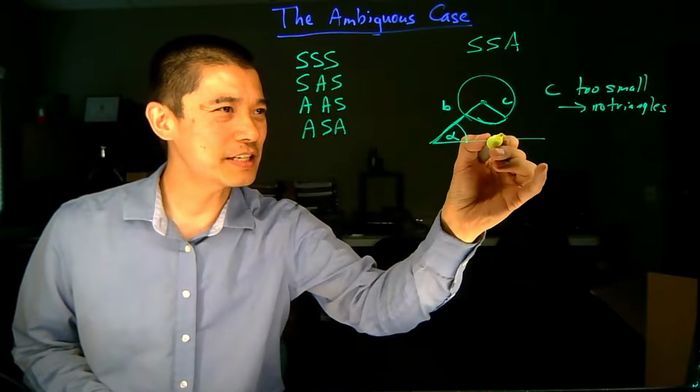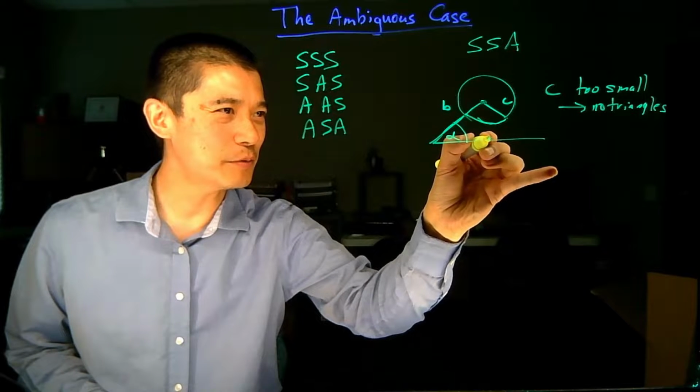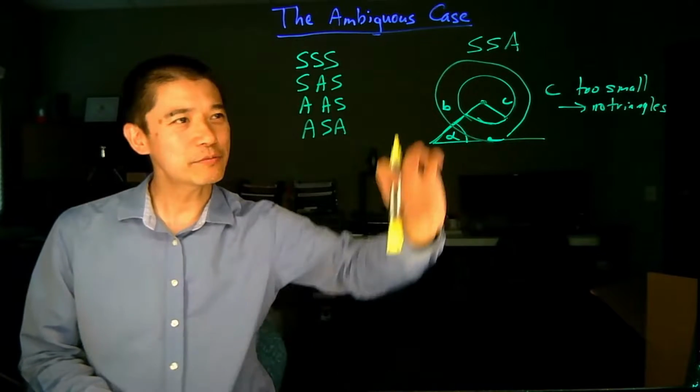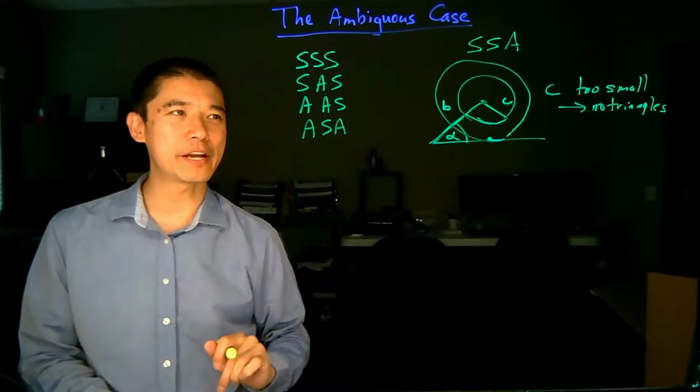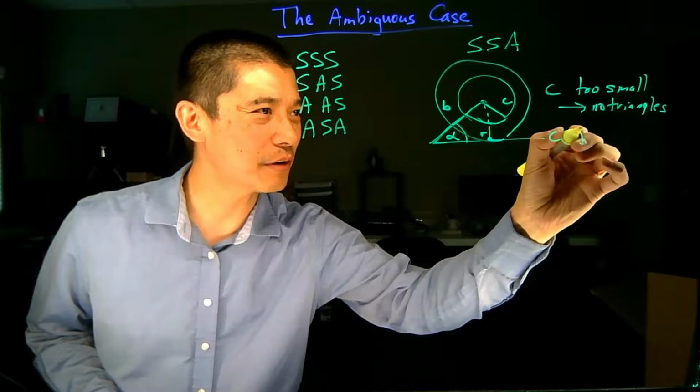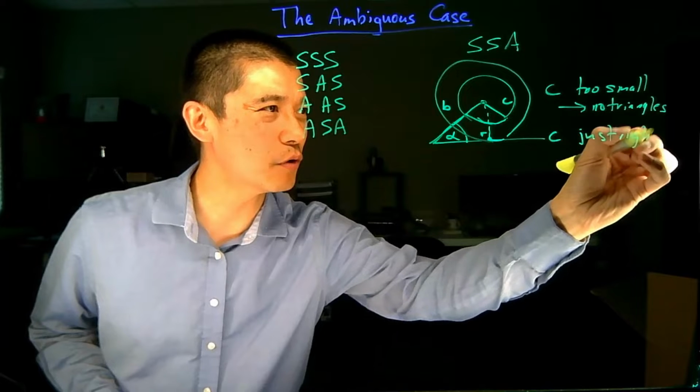As we let c get bigger and bigger, there's a certain point at which we get exactly one value. That's when that length is just barely long enough to make a right angle. And so c just right leads to one triangle.